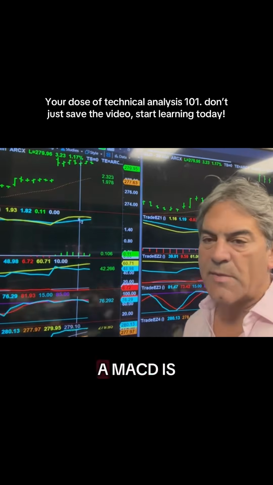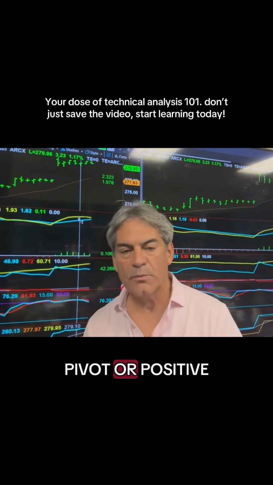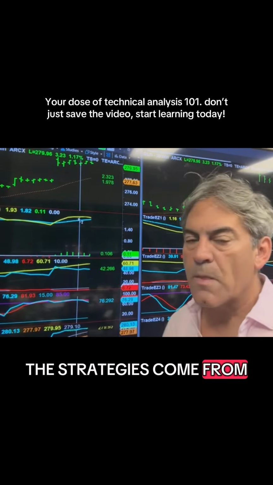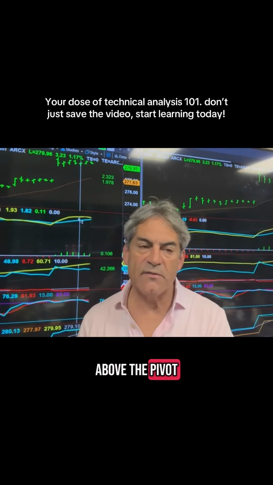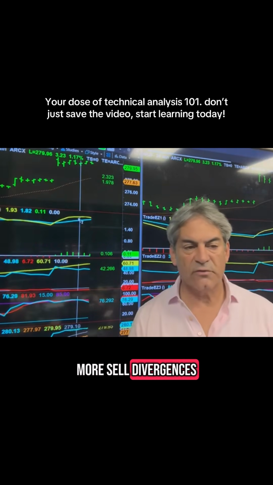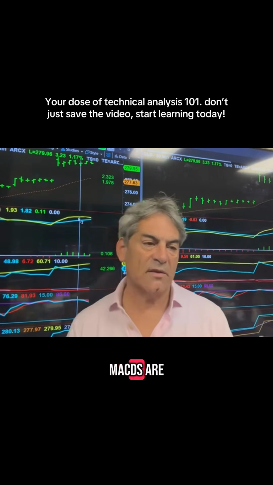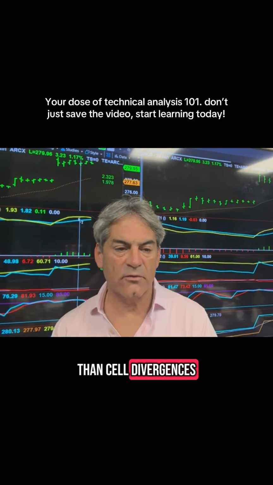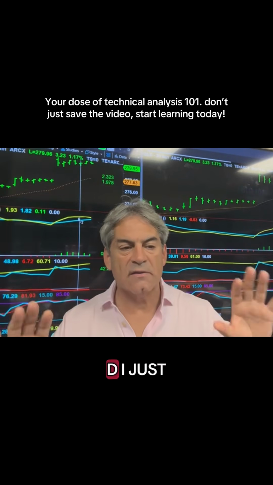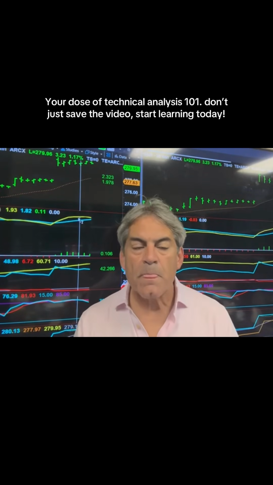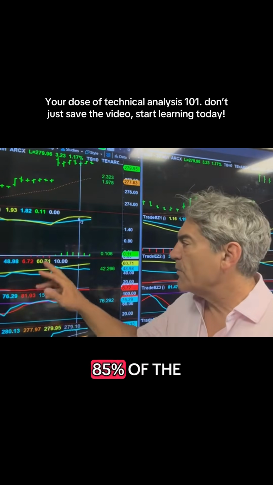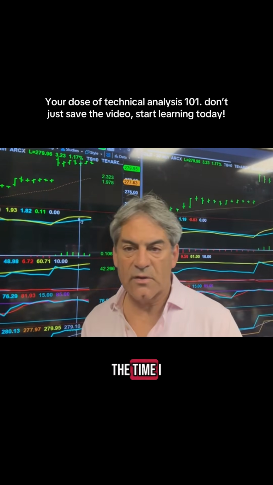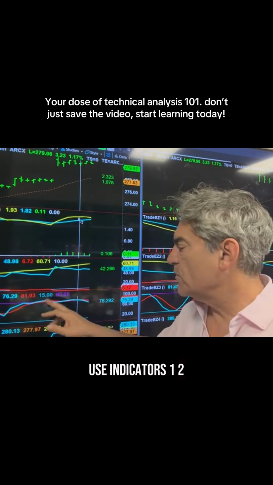And obviously if a MACD is negative below the pivot or positive below the pivot, this is where the strategies come from. Normally when the MACDs are above the pivot, I look for more sell divergences than buy divergences, and when the MACDs are below the pivot, I look for more buy divergences than sell divergences. Again, the MACD, I just don't use independently. What I do is 85% of the time I use indicators 1, 3, and 4, and 15% of the time I use indicators 1, 2, 3, 4.